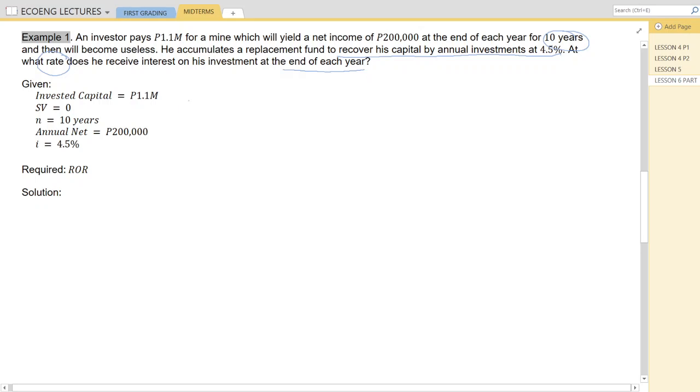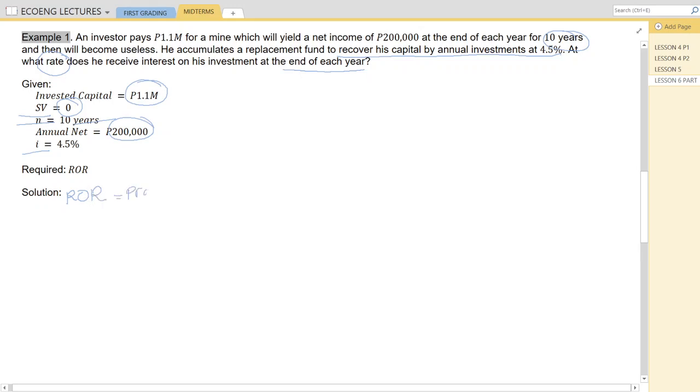Given we have the invested capital to be 1.1 million, and for the salvage value, since it is not mentioned, that is equal to 0, and for the useful life, that is 10 years, and the annual net income is given to be equal to 200,000, and for the interest rate, that is the yield rate, that is 4.5%, or equal also to 0.045.